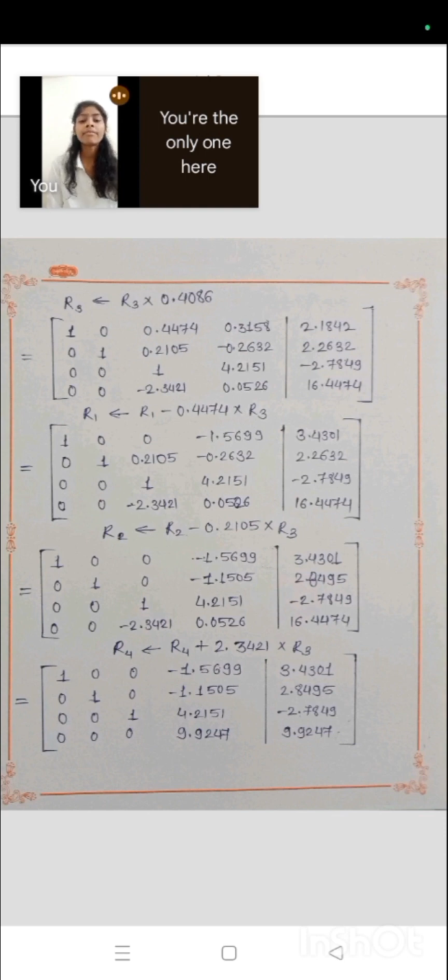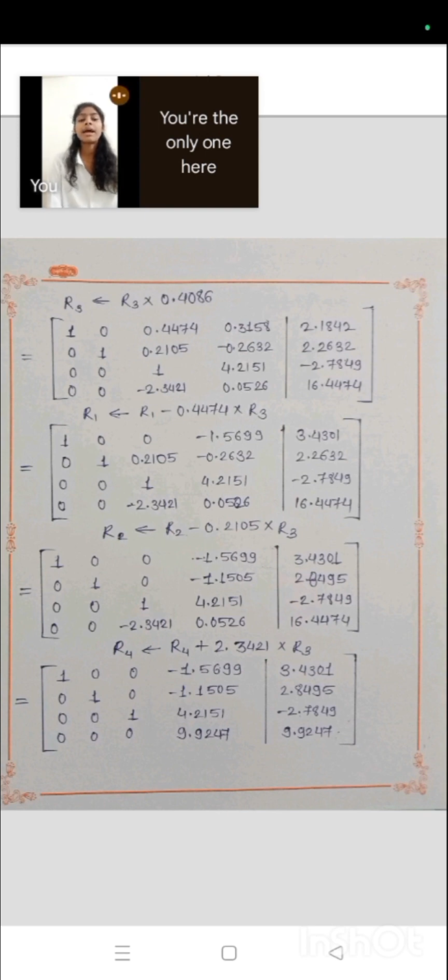So the R1 value is 2.1841. So in column 5, R1 value is 2.1842 minus 0.4474 into R3 value, which is minus 2.7849, and we put the operation in those values. So the answer will be minus 2.784.